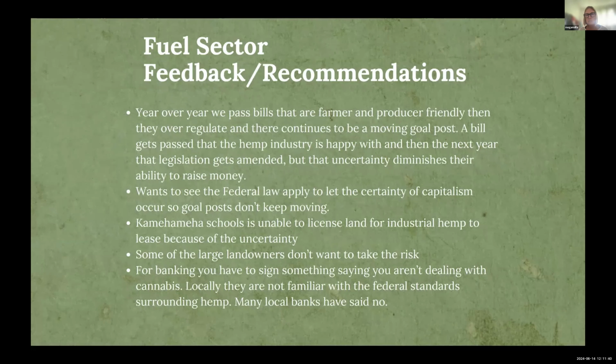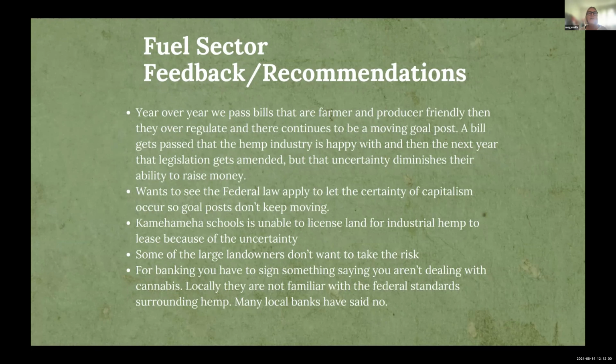This was mentioned in several other sectors as well, that a bill will get passed, and then the hemp industry is happy with it, but then the following year it gets amended or changed, which makes it so there's a lot of uncertainty, which can affect a lot of aspects of their business, including raising capital for these businesses.